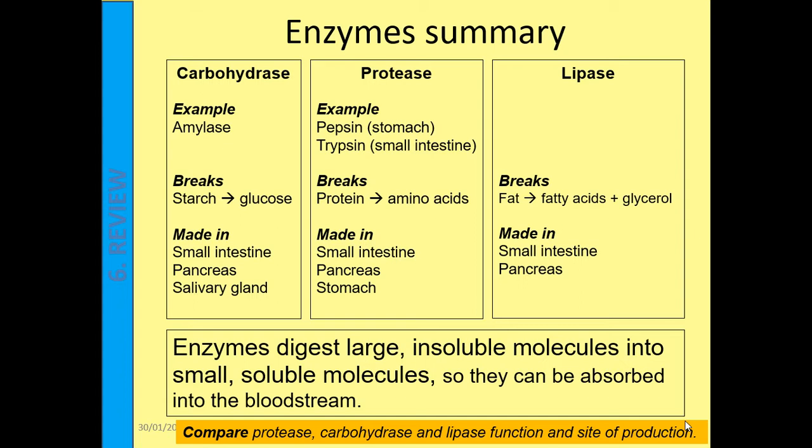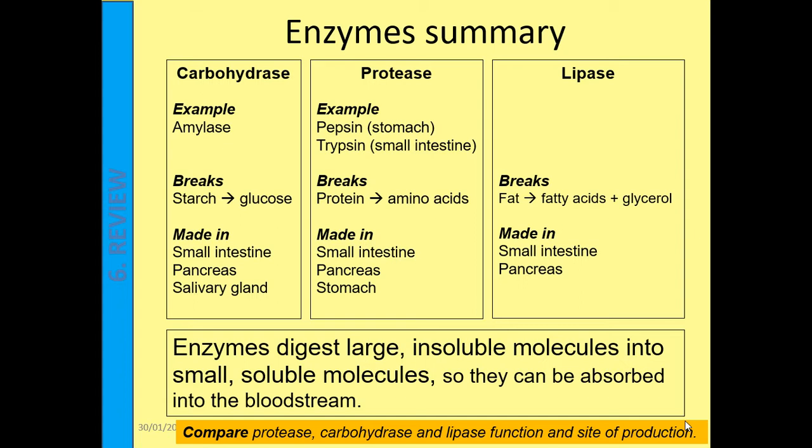Okay, let's have a look just through carbohydrases first. So an example of a carbohydrase which you've probably heard of is amylase. Amylase is produced in the salivary gland and works in the mouth. It breaks the large insoluble molecule that is starch into the small soluble molecule glucose. They're both carbohydrates. And carbohydrases are made in the small intestine, the pancreas, and also the salivary gland. It's the only one that's made in the salivary gland.